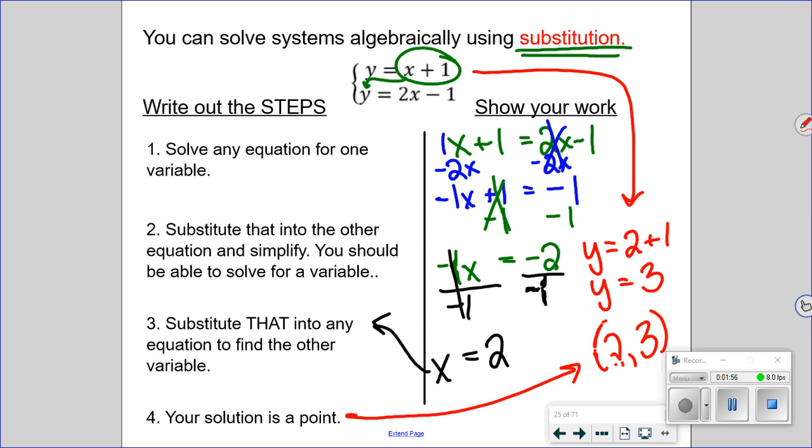Wait a minute. 2, 3. Hooray! This is where you say hooray.